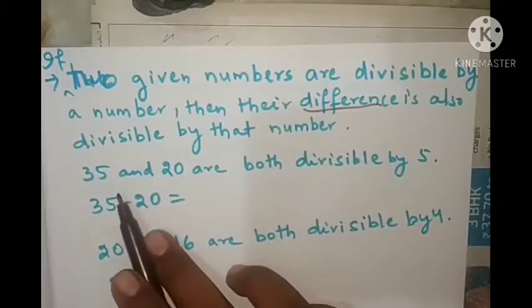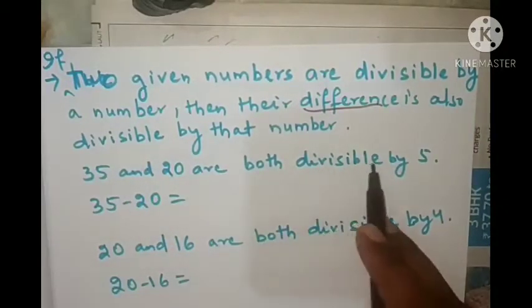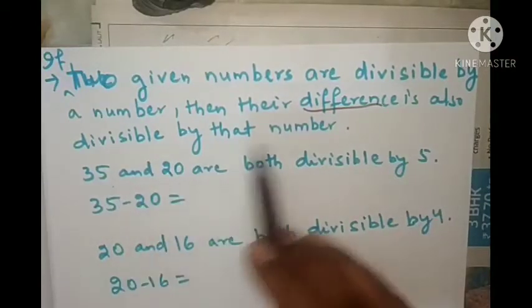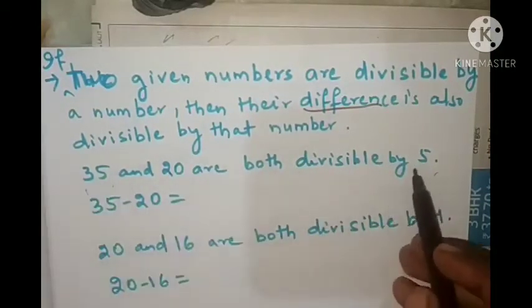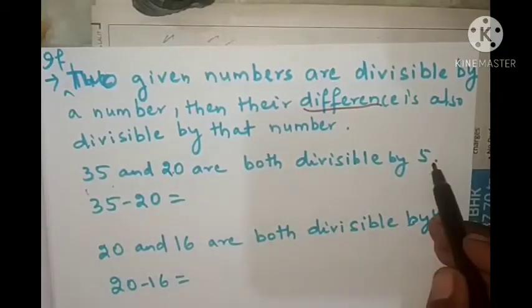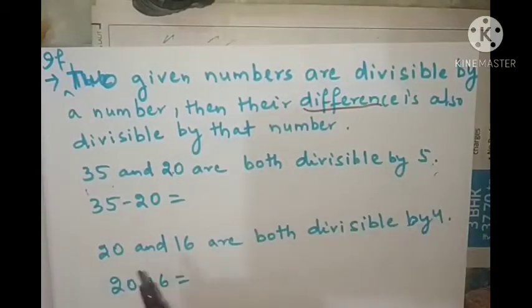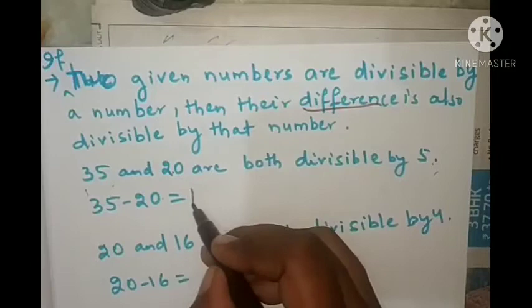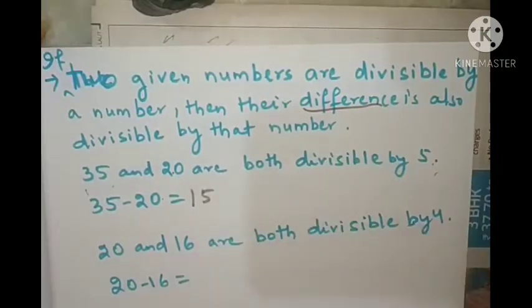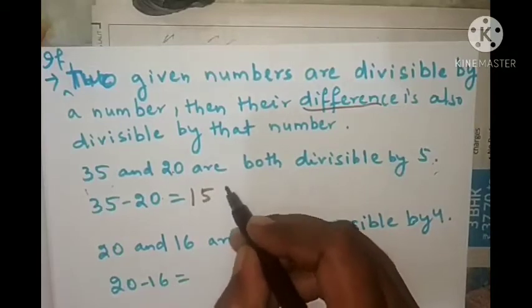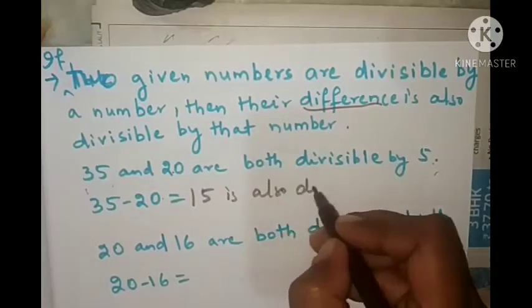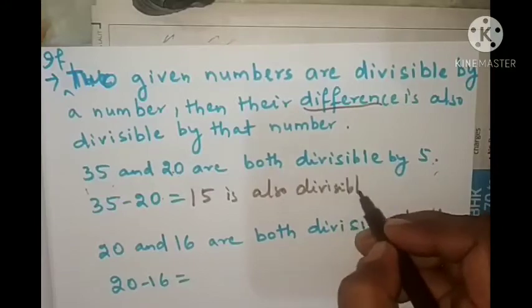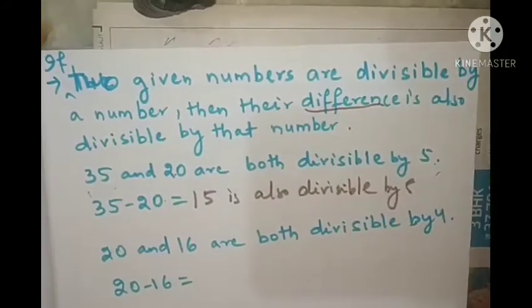So let's see. 35 and 20 are both divisible by 5. 35 and 20, because 5 7s are 35, 5 4s are 20. That's why both are divisible by 5. Let's see if their difference is also divisible by 5 or not. 35 minus 20. What is the difference? We are getting 15. Okay. So is 15 divisible by 5 or not? 5 3s are 15. So 15 is also divisible by 5.